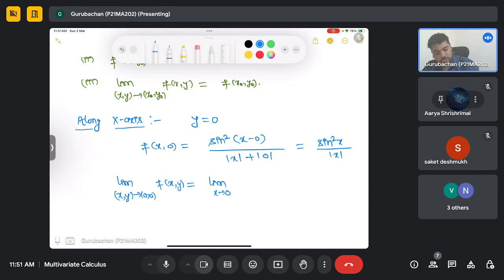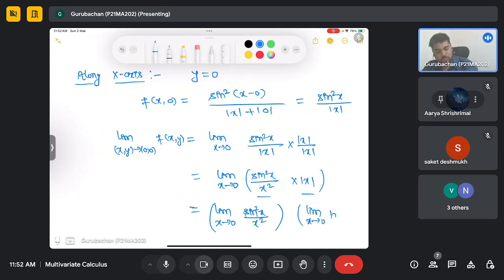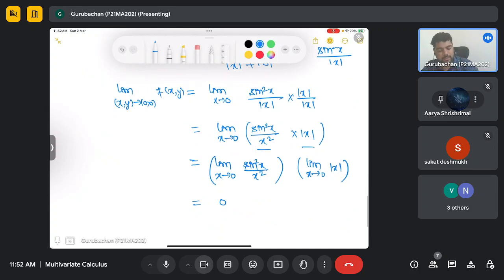reduces to the limit as x tends to 0 of sine square x divided by mod x, which can be multiplied and divided by mod x, and it becomes sine square x divided by x square times mod x. Now we know that both limits exist, so we can break it like this: limit of sine square x divided by x square, into limit as x tends to 0 of mod x. This gives 1, and mod x is a continuous function, so it gives 0. So we have a guess that the limit should be 0.